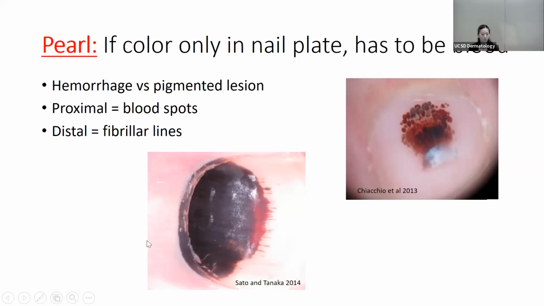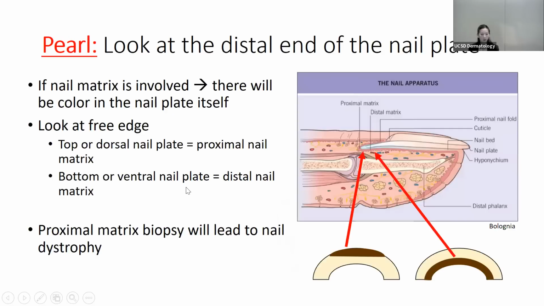So if you're thinking that maybe there could be a melanocytic pigmented lesion in the nail matrix, the pearl here is to actually take your dermatoscope and look end on at the end of the nail, at the toenail or fingernail, because if the nail matrix is involved, then there's going to be color that's in the nail plate itself.